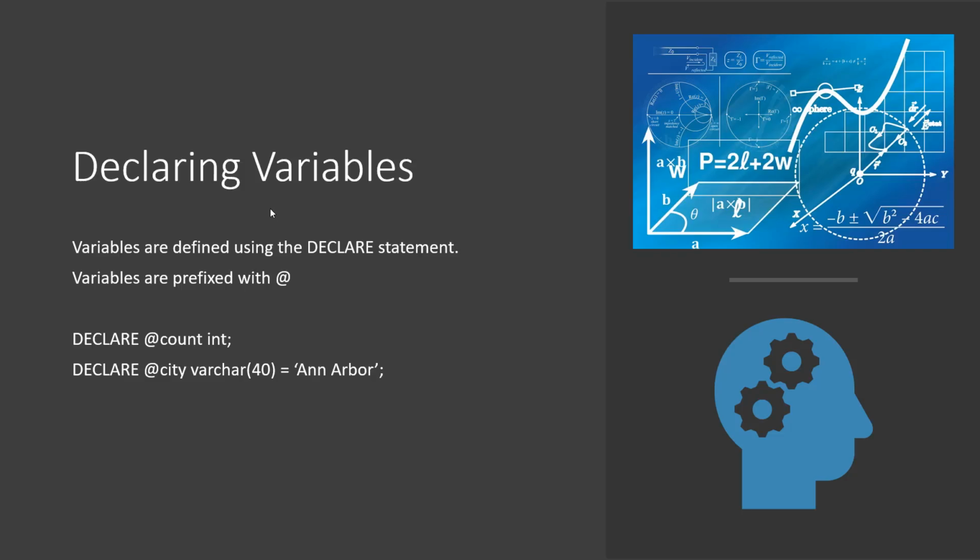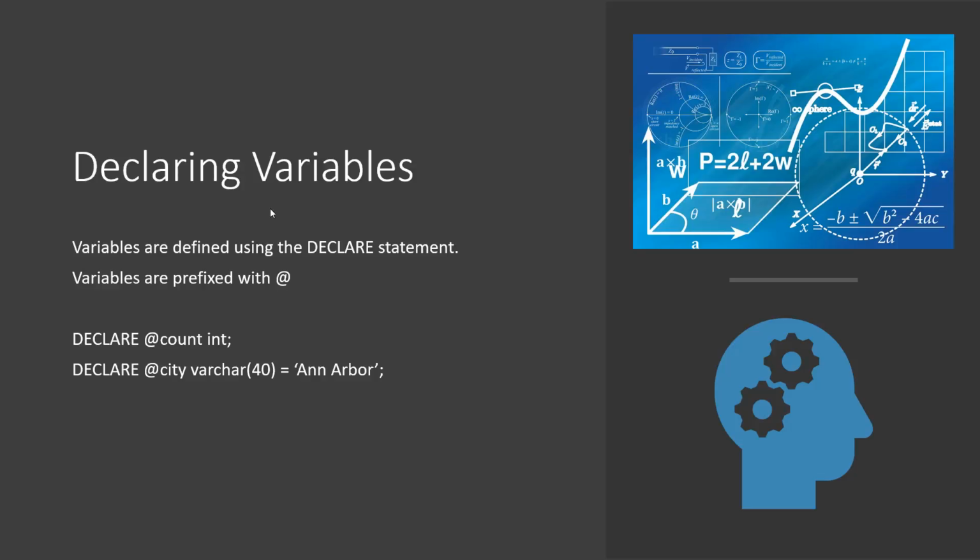So in order to use a variable in SQL, we need to declare it. We use the declare command, and here we have a couple examples. We put an at sign in front of the variable. So here I have declare @count int, and then semicolon. So I'm saying declare the variable count as an integer.